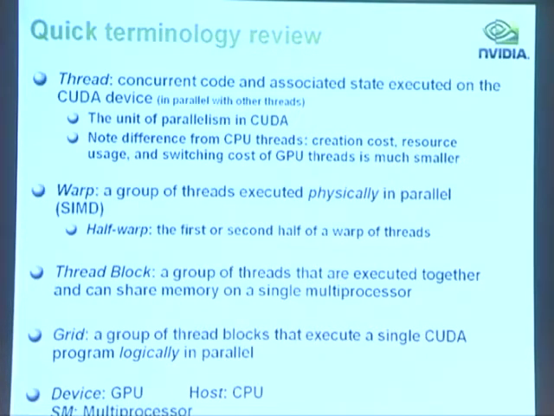A thread block is a group of threads that are executed together on a multiprocessor, and they're tied to that multiprocessor so that they're able to share data between themselves in the shared memory. A grid is a group of thread blocks that execute a single program logically in parallel, but not actually concurrently. The device refers to the GPU, whereas host refers to the CPU. Sometimes we'll use the abbreviation SM to mean multiprocessor. It actually stands for streaming multiprocessor. Another abbreviation that sometimes comes up is CTAs, which is what we sometimes call thread blocks, and which stands for cooperative thread array. I think that is a more descriptive name because it refers to the fact that threads can cooperate by sharing data and synchronizing with barrier synchronization.